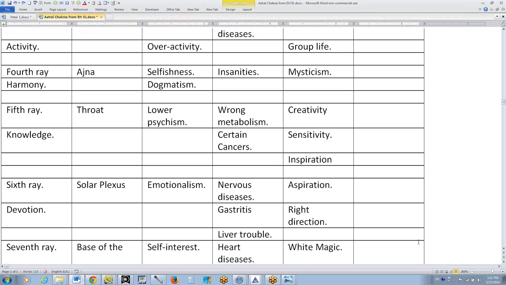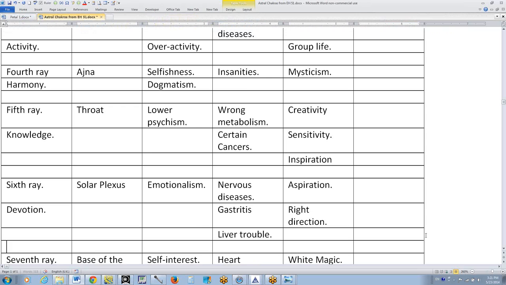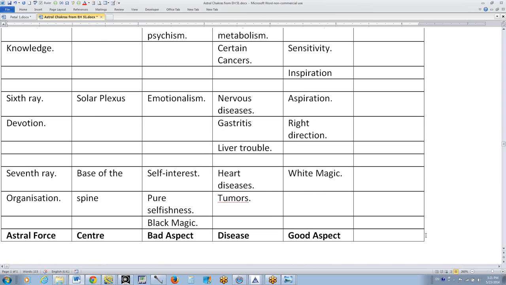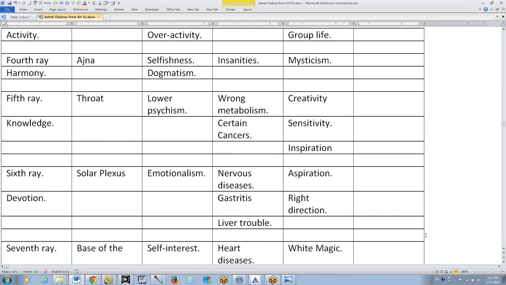Liver trouble also. Okay. Then the seventh ray, base of the spine is involved. Pure selfishness, self-interest, pure selfishness, black magic. Aspects that we don't usually see associated with the seventh ray. So heart diseases and tumors, and white magic is the good aspect. So we'll keep this handy, and the last column here is for notes if we have them.